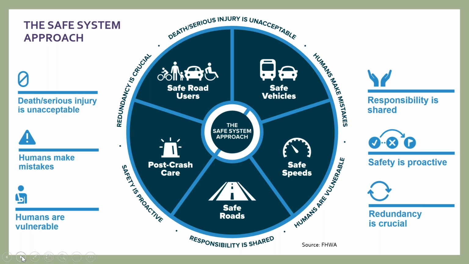Responsibility is shared. The fourth principle of a safe system approach reemphasizes that this is not just an infrastructure effort. This really is a collaborative effort among all of the elements of a safe system. It does begin with safe road users. Focusing on behavioral safety aspects is still a very vital and key aspect of a safe system approach. But we know that people will inevitably make mistakes.